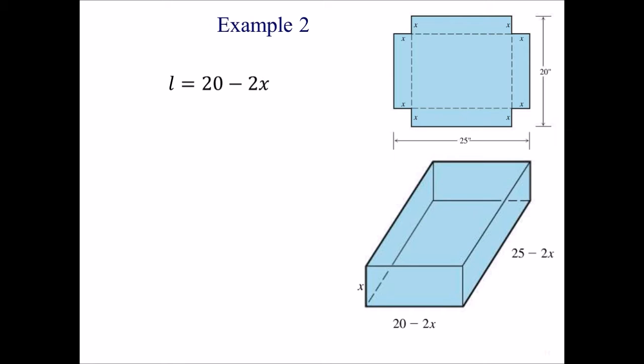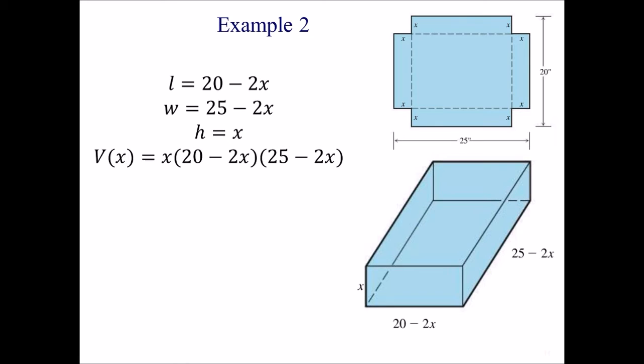It's going to be the region that survives after cutting off those two squares of size x. Similarly, the width will be 25 minus 2x. The height of the box will be x. We're interested in the volume. The volume of the box is going to be length times width times height. In this case, our volume function is x times 20 minus 2x times 25 minus 2x.